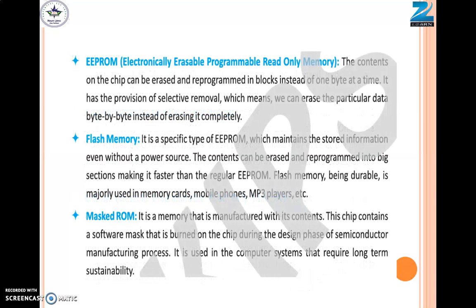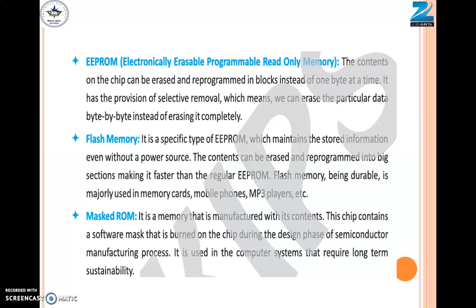Then next, EEPROM, or we can say E2PROM, electronically erasable programmable read-only memory. The contents on the chip can be erased and reprogrammed in blocks instead of one byte at a time. It has the provision of selective removal, which means we can erase particular data byte by byte instead of erasing it completely. Here we use electromagnetic technology to erase part of the data and we can edit or change a particular part of the data in place of erasing the whole content.